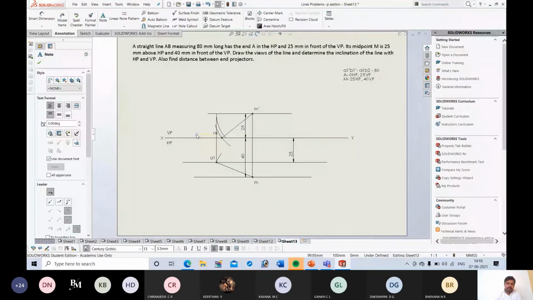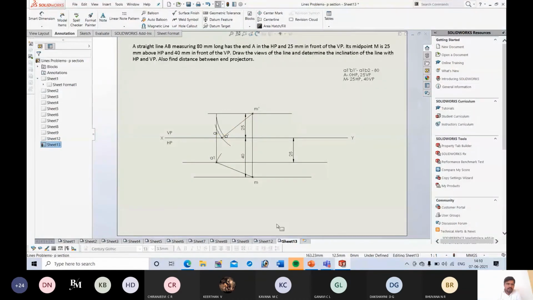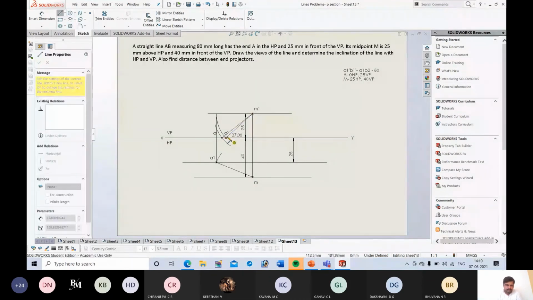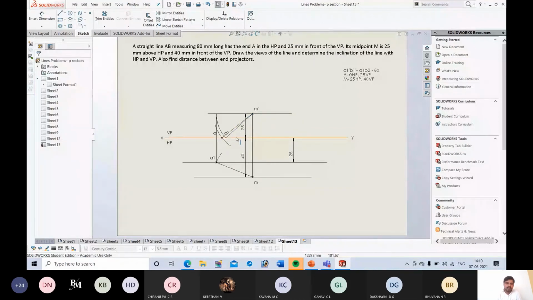So this is point A dash. Okay, then connect these two. This will be the front view of the line. Now, if you have doubt, you can observe how we are getting this.